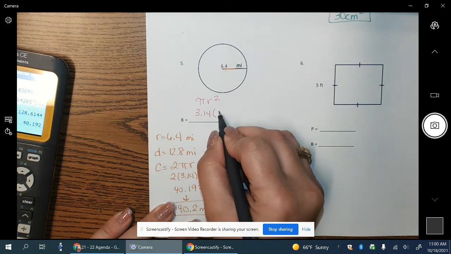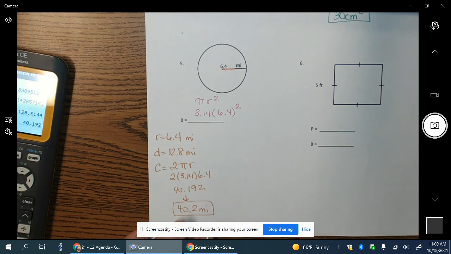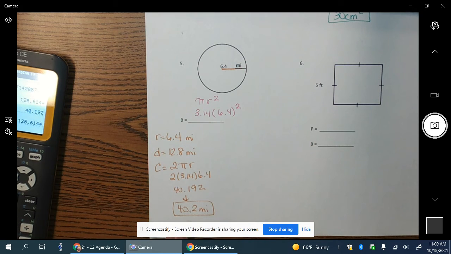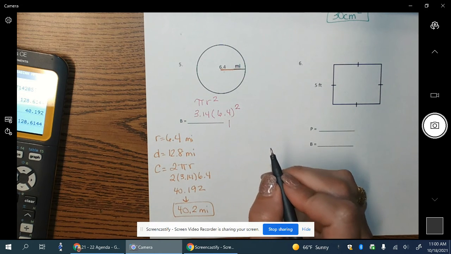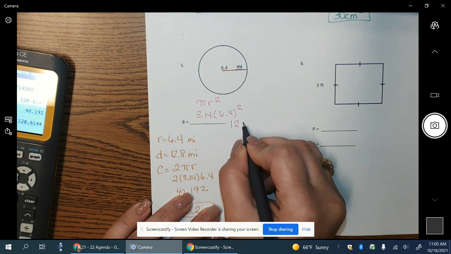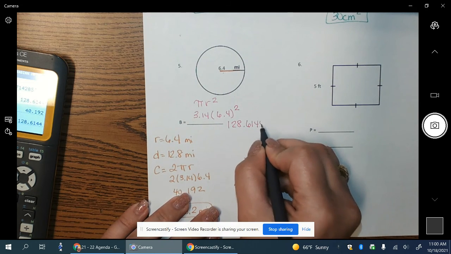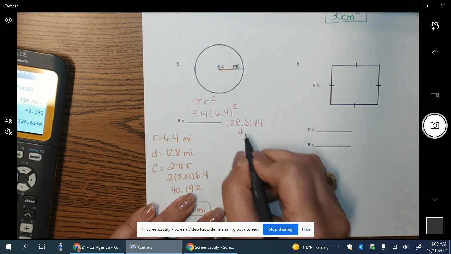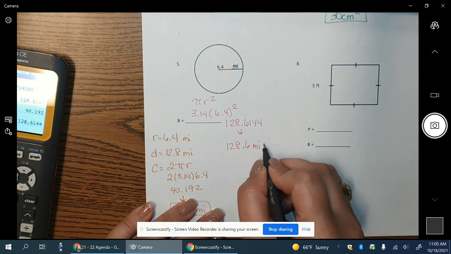3.14. What's the radius? 6.4 squared. Remember how to put that in the calculator. 3.14 times 6.4 squared. And what do you get? 128.6144. Okay, if I asked you to round that to the nearest tenth, what would you tell me? 128.6.